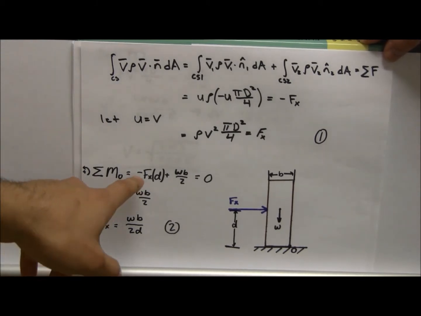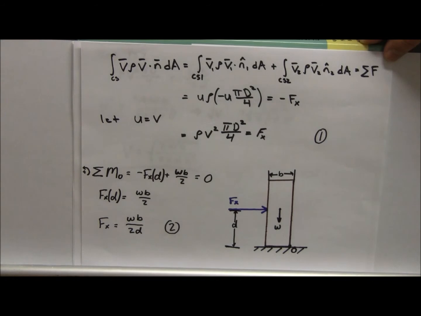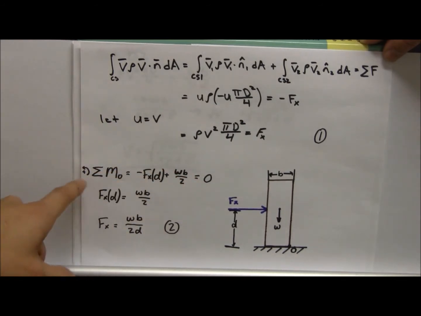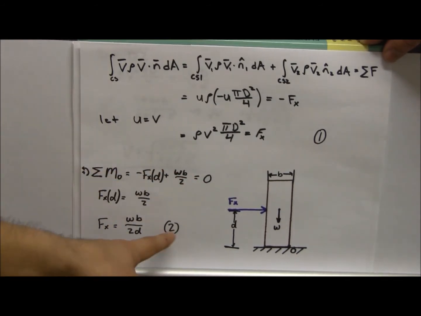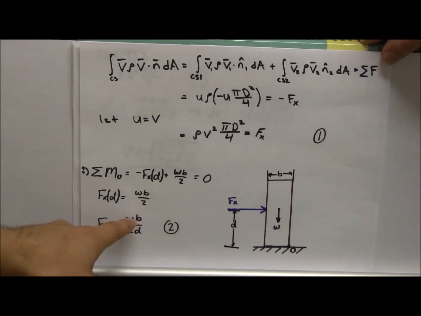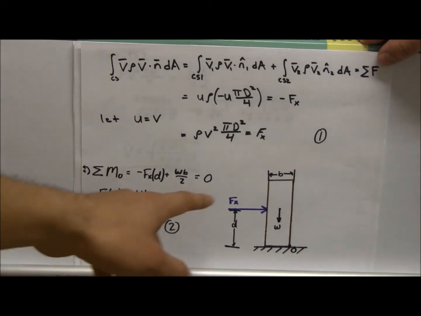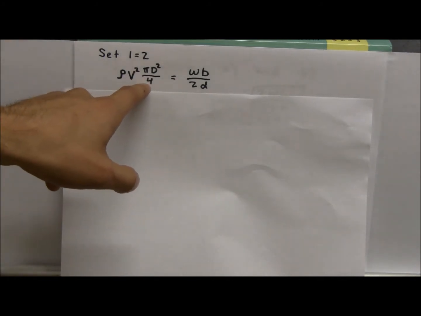We're defining our positive moment in the counterclockwise sense, and that gives us this here, and solving for Fx gives us equation 2. That's the weight, the width, and this height here. Okay, so setting 1 equal to 2, as we recently defined our equations, you come up with this expression.